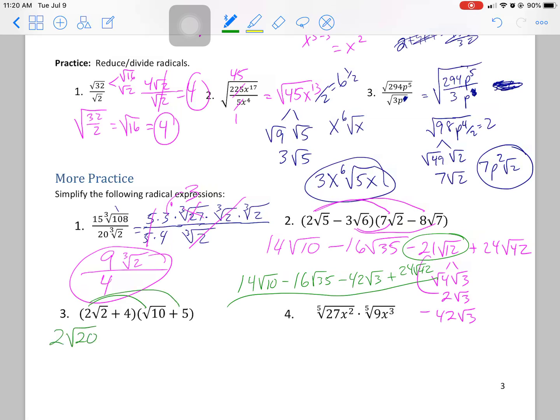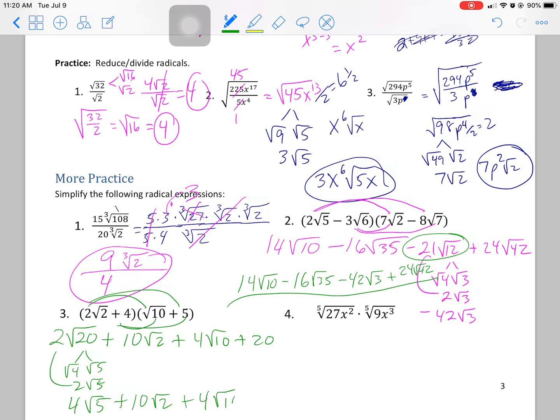220, 10, 2, 4, 10, plus 20. 20 is 4 and 5, so 2 and 5, which is 4 and 5. Goodness. Plus 10 and 2, plus 4 and 10, plus 20. Well, that one doesn't have anything that combines either. Alrighty. Let's see.